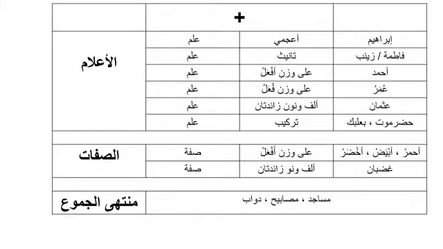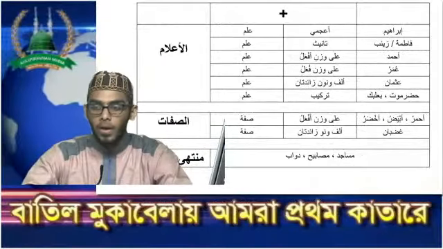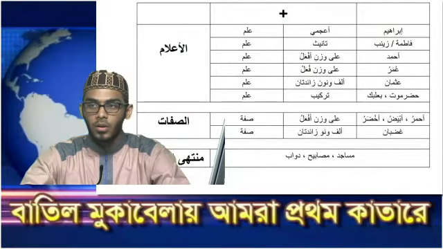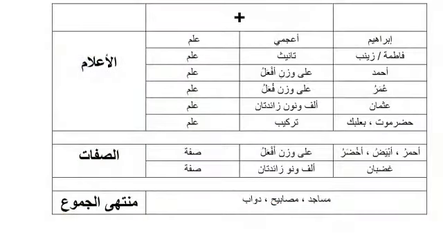Over here we have a whole chart of ممنوع من الصرف. So every Arabic word is either غير منصرف or منصرف, right? So over here we have a whole chart, and it's split into three sections: al-alam, as-sifat, and muntaha al-jumu'ah. So al-alam is proper noun, all right? So if you have a word and it's a noun but it's not proper, and it's not a sifat, then it's definitely not mamnu' min as-sarf.